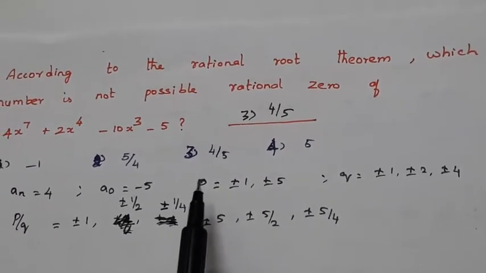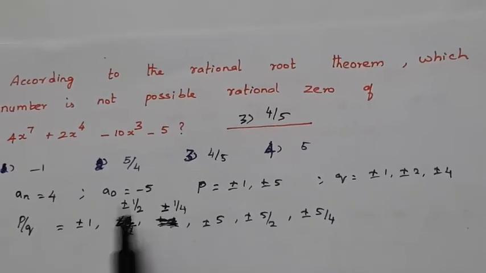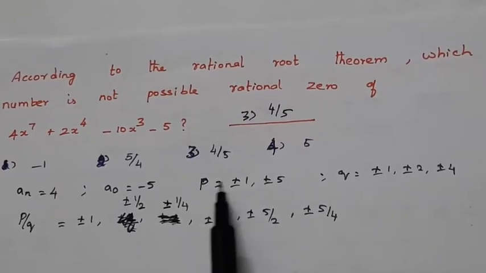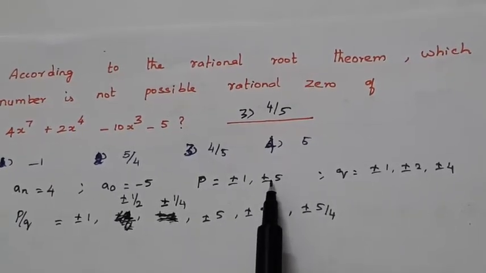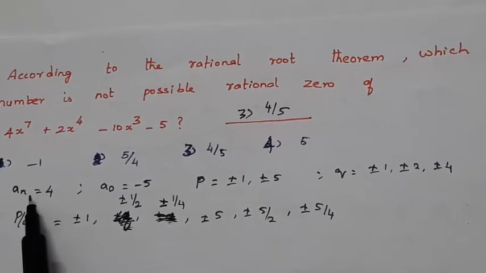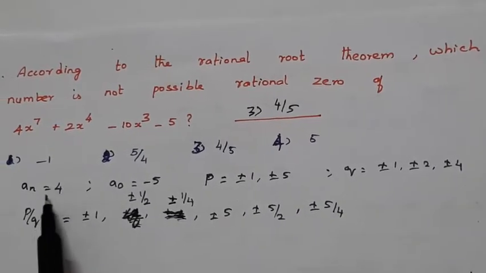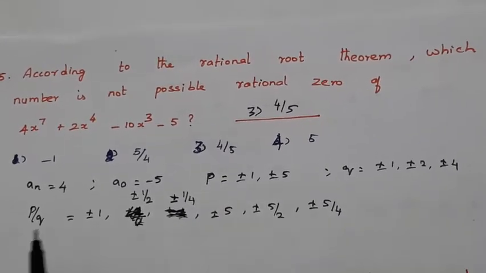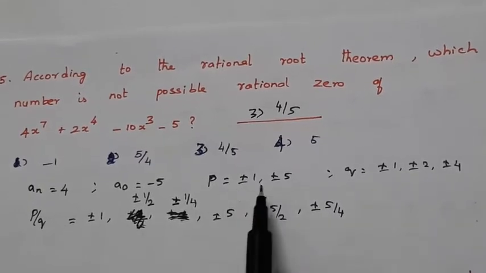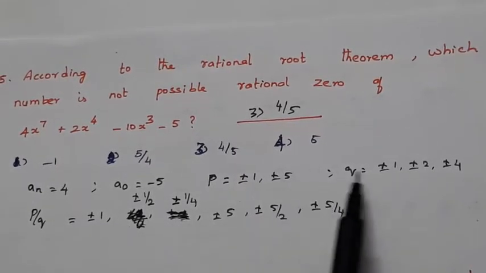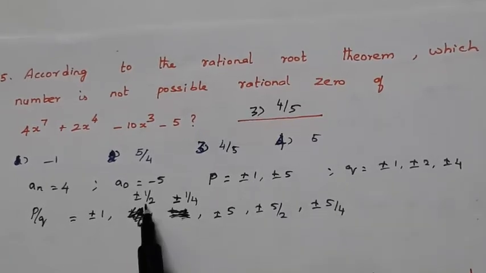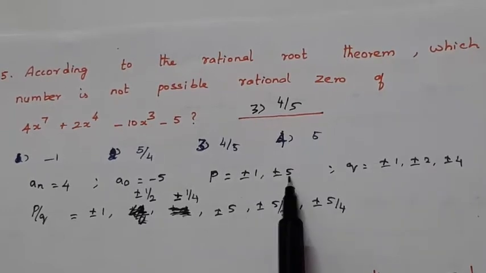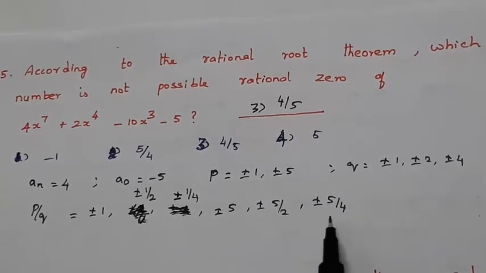This is what the rational root theorem says, right? So according to the rational root theorem, p should divide a naught. That means the possible values of p are plus or minus 1 and plus or minus 5. Similarly, the possible values of q, which divides 4, are plus or minus 1, plus or minus 2 and plus or minus 4. So the possible values of p by q are plus or minus 1, plus or minus 1 by 2, plus or minus 1 by 4, plus or minus 5, plus or minus 5 by 2 and plus or minus 5 by 4.